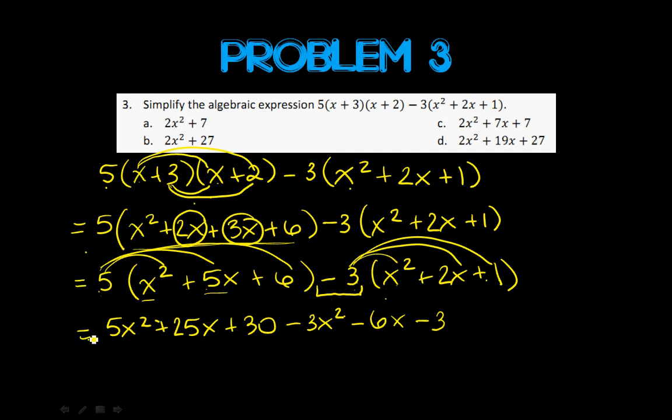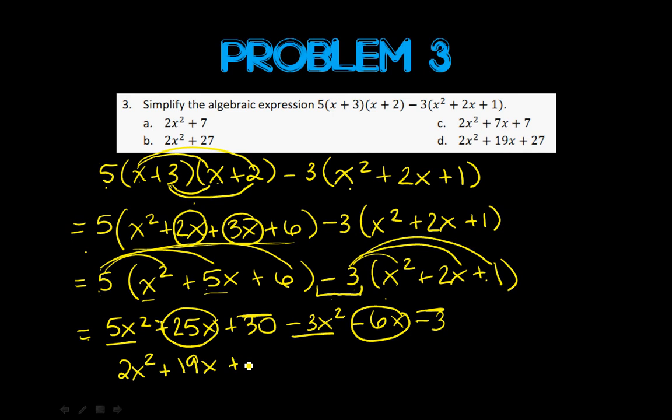So now we're just down to adding and subtracting. We're just combining our like terms. So 5x squared minus 3x squared gives you 2x squared. 25x and negative 6x gives you 19x. And 30 and negative 3 gives you 27. And so that's your answer. It's fully simplified. You can't put anything else together because none of the rest of the things are like terms. So you just have to stop there.